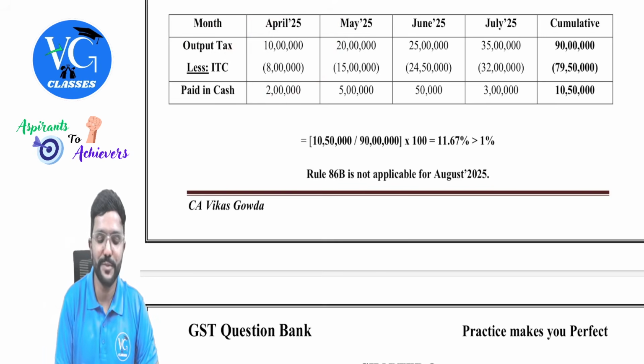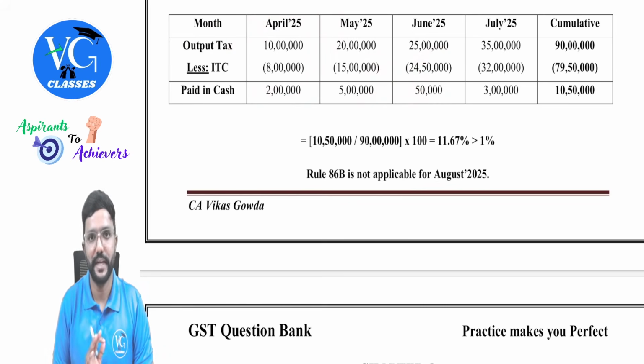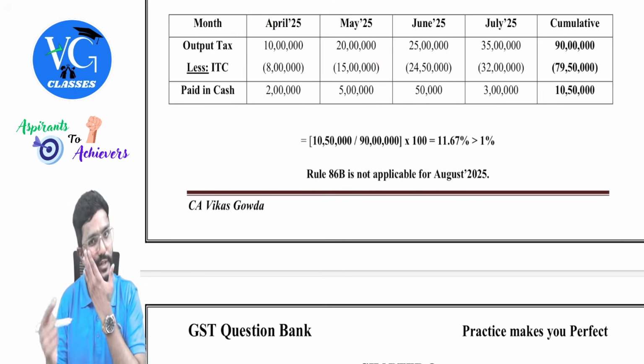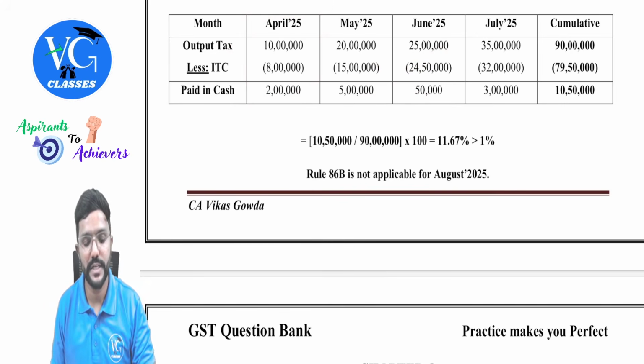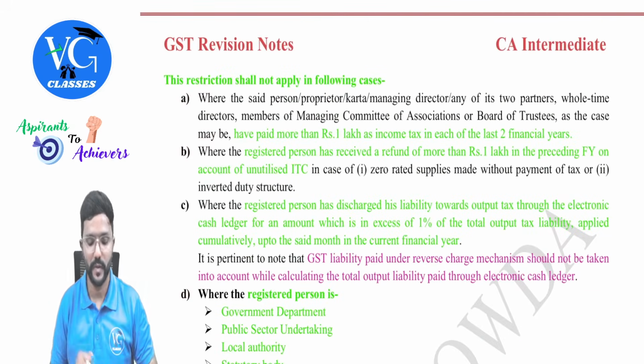So if it is the first month of the financial year, this benefit of checking cumulatively is not there, guys. Is that clear? So for April, if taxable outward supply is more than 50 lakh, straight away Rule 86B will be applicable. Got it? Yes. Provided it is not covered under other exceptions. Got it? Yes.